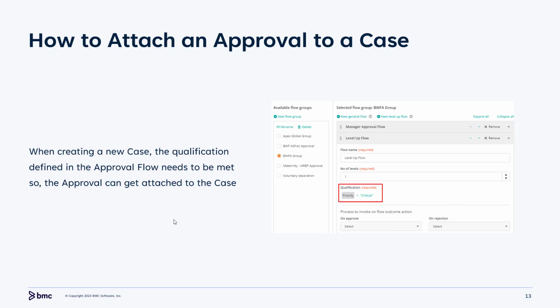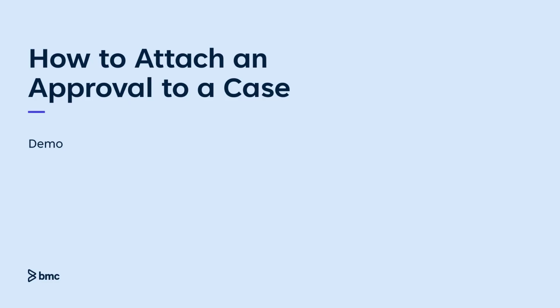So now that we have completed the approval configuration process, how can we attach the approval to a case? This is a very simple process. We basically need to create a new case and make sure that the qualification we defined in the approval flow is met. In the following demo, we will demonstrate how to attach an approval to a case.